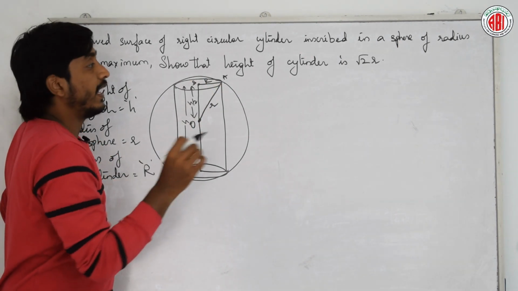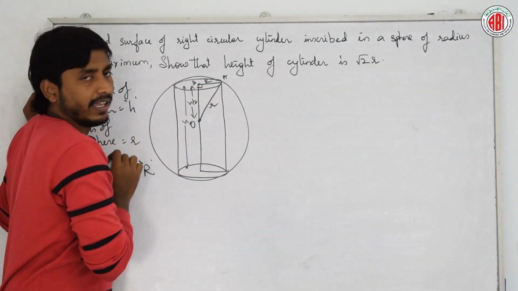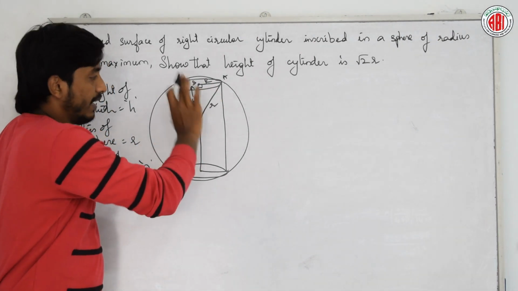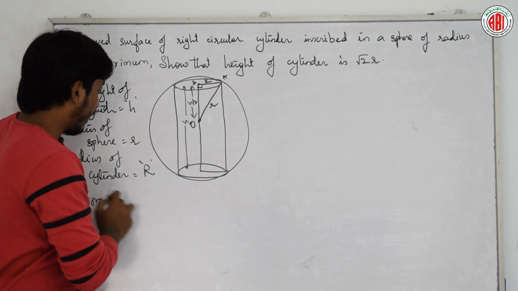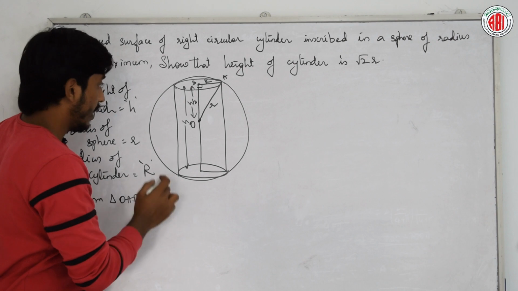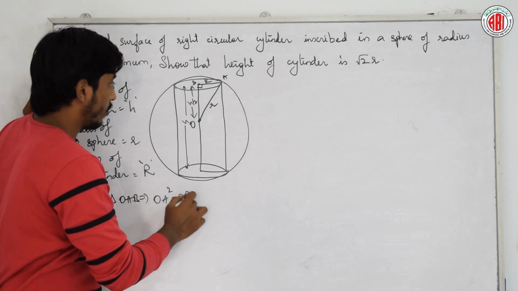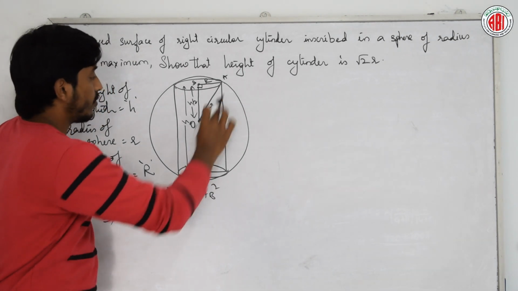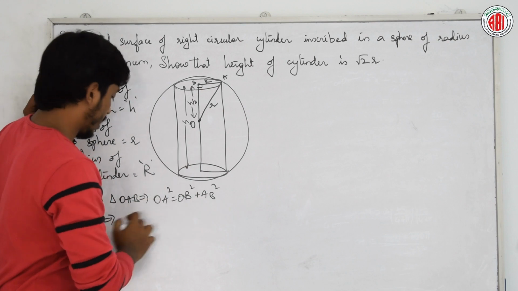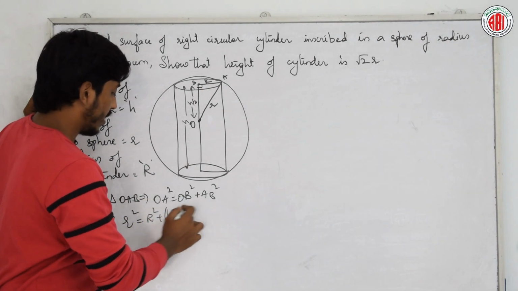So we have to find the surface area. In order to find that, this is a right angle, right? From this triangle, let me calculate this capital R. From triangle OAB, I can write OA square is equal to OB square plus AB square. Yes. What is OB? What is OA? Small r square is equal to capital R square plus (h by 2) whole square.